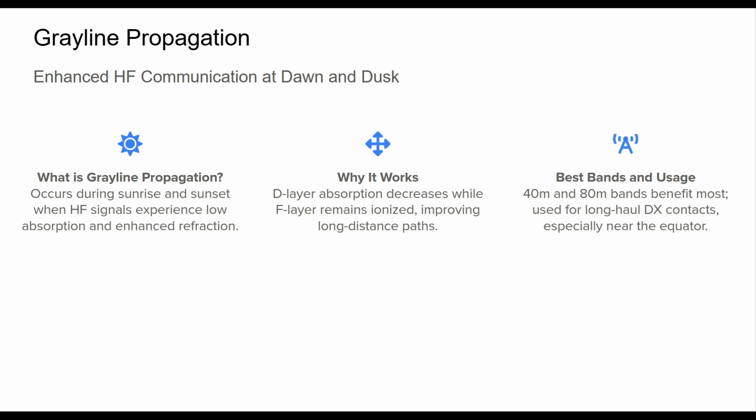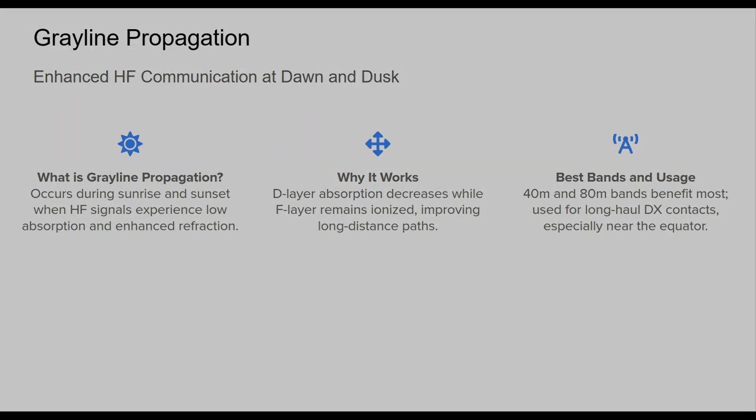This happens because the D layer, which absorbs low-frequency signals, disappears quickly at twilight, while the F layer, responsible for long-distance refraction, remains ionized. As a result, signals travel much further with reduced attenuation. This effect is strongest on 40 and 80 meter bands and is widely used for DX or long-distance communication. Understanding and leveraging Greyline paths can significantly improve amateur radio operations.